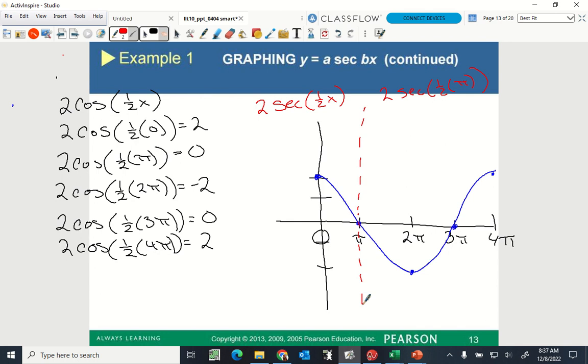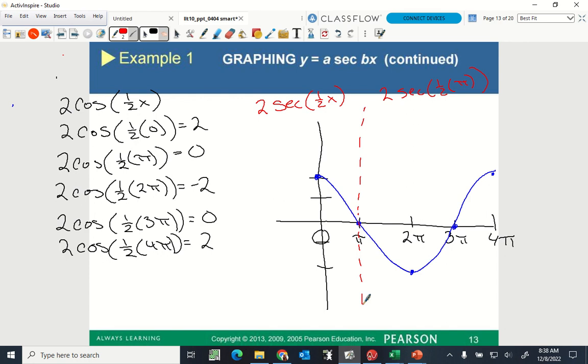Make sense? Lass, you good? Abraham? Are you questioning this? No? If you're having trouble with the math, plug it in the calculator. Plug in 2 secant 1/2 times pi. Okay, if you're having trouble with that, just plug that part in. Make sure your calculator is in radians.